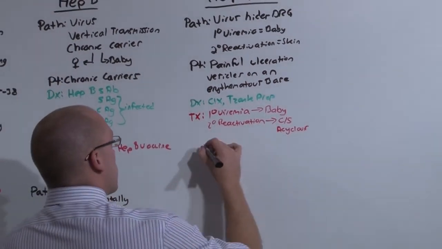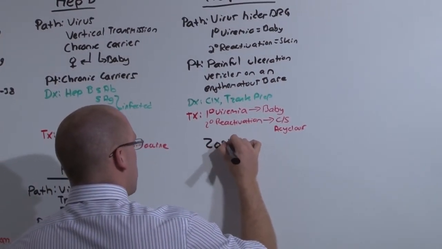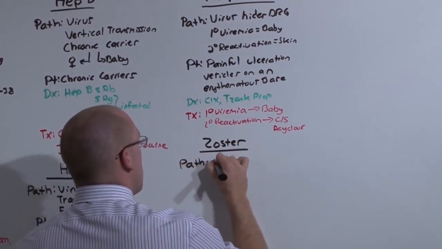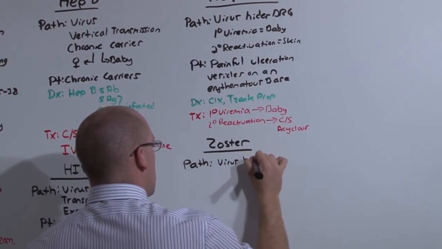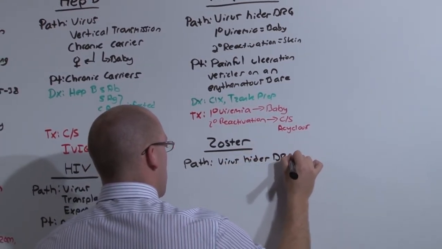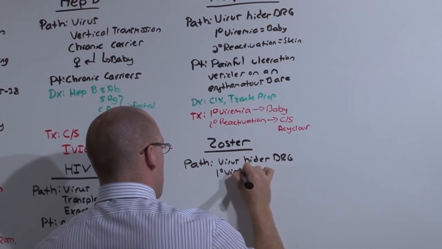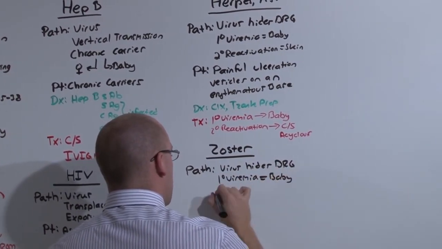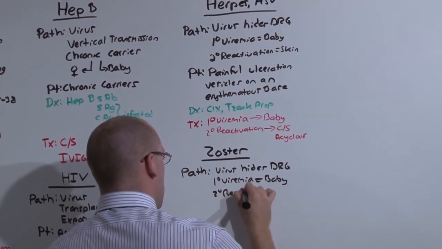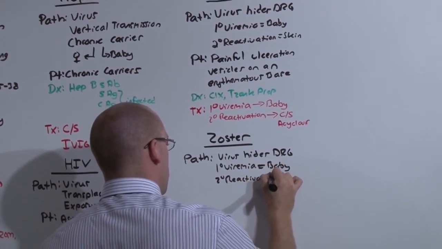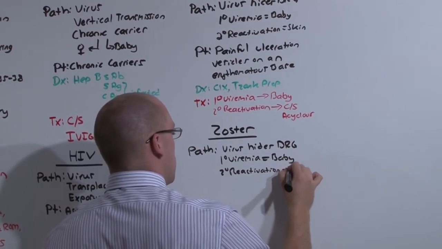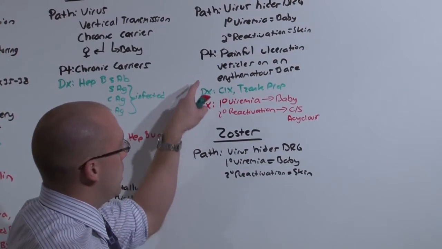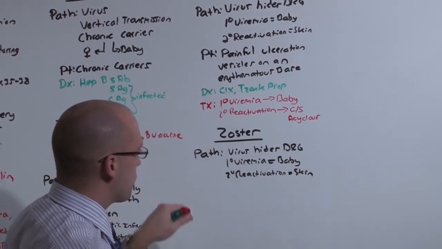The other virus that's very similar to herpes is zoster. This is the virus of chickenpox. It is a virus that hides in the dorsal root ganglion. Primary viremia gets into the blood and can affect baby. Secondary reactivation is on the skin. And so unless baby touches it, no problems for baby. This sounds a lot like herpes because they're in the same family.